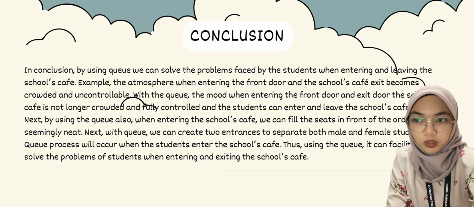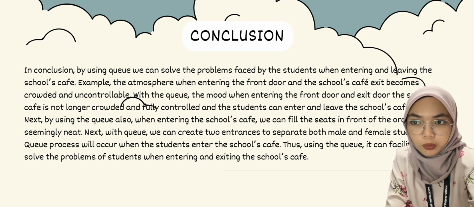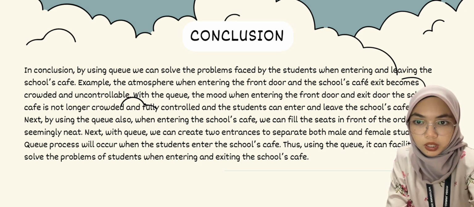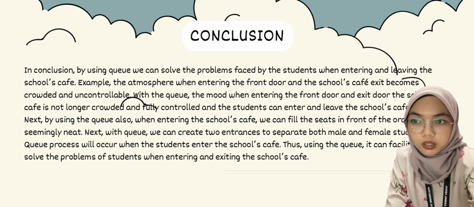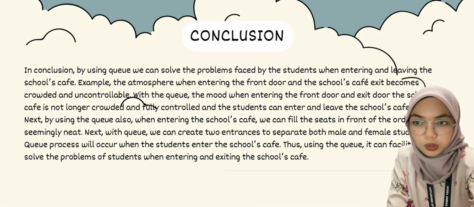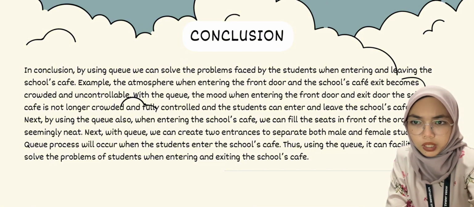Conclusion. In conclusion, by using queue, we can solve the problems faced by the students when entering and leaving the school's cafe. For example, the atmosphere when entering the front door and the school's cafe exit becomes crowded and uncontrollable. With the queue, the mood when entering the front door and exit door of the school's cafe is no longer crowded and fully controlled, and the students can enter and leave the school's cafe safely.